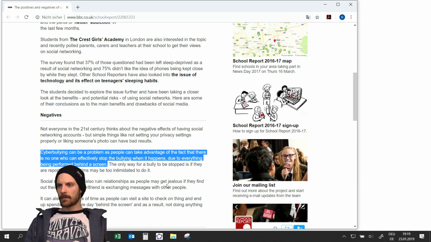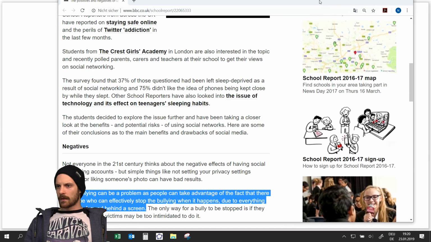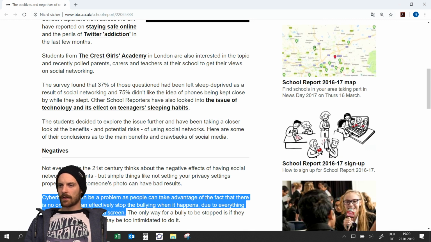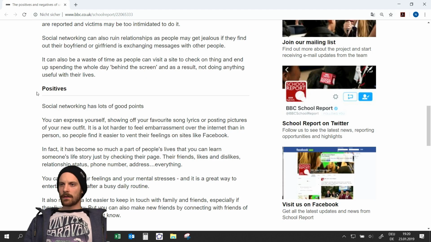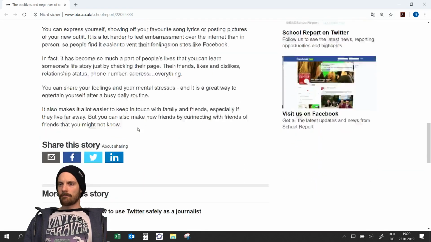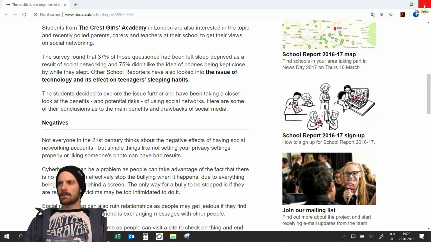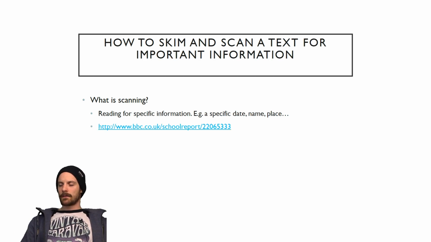Cyberbullying can be a problem as people can take advantage of the fact that there is no one who can effectively stop the bullying when it happens, due to everything being performed behind a screen. So just take this idea and write it down. Of course, in this case, the article is subdivided into positives and negatives, which makes it easier to categorize your topic and the article during your preparation time.